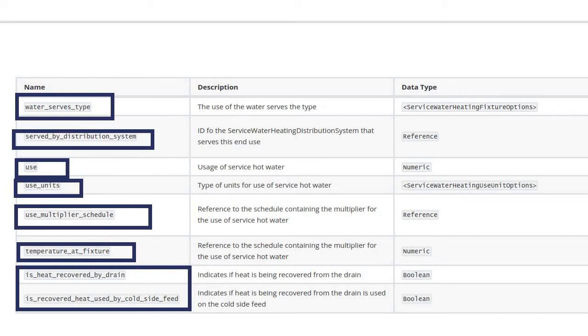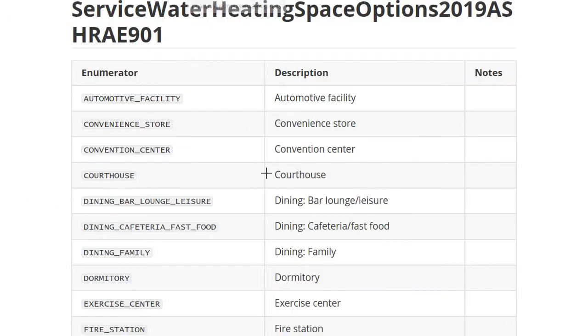So let's go through the enumerations related to this. The first one was actually a 90.1 enumeration for service water heating space options. If you notice, this table corresponds directly to a table in 90.1 Appendix G that lists the different types of facilities, and ultimately those are mapped to either gas or electric water heaters.